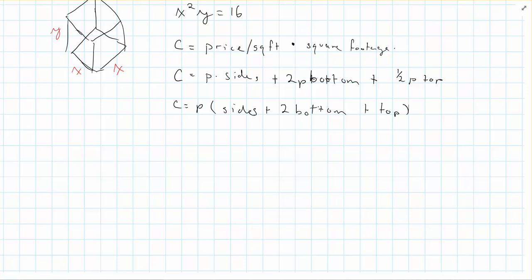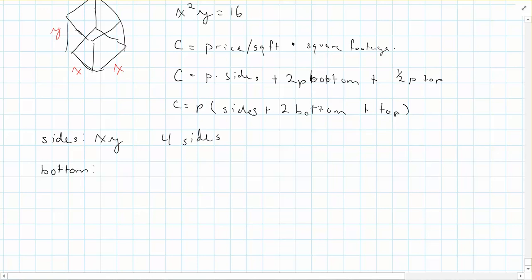Alright, so let's get in here. Let's first off look at the sides. We need to figure out the area for the sides. And the area for the sides, well, they're just x times y, and we have 4 sides. And then the bottom, of course, is just x squared, and the top is also just x squared.